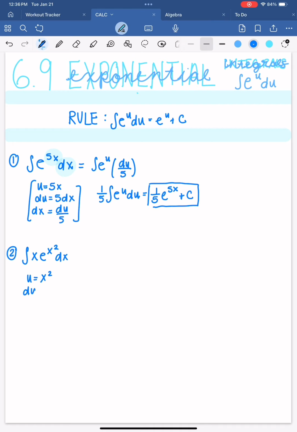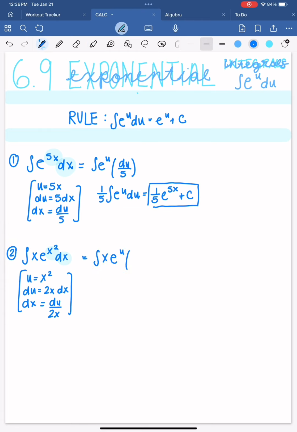All right, let's get it a little more complicated. So here we go. U is going to be the power. Du is going to be 2x dx. And then dx is going to be du over 2x. All right, once again, we only substitute in for the power and the dx. So you can see me highlighting it here. We're not touching that x that I didn't highlight.